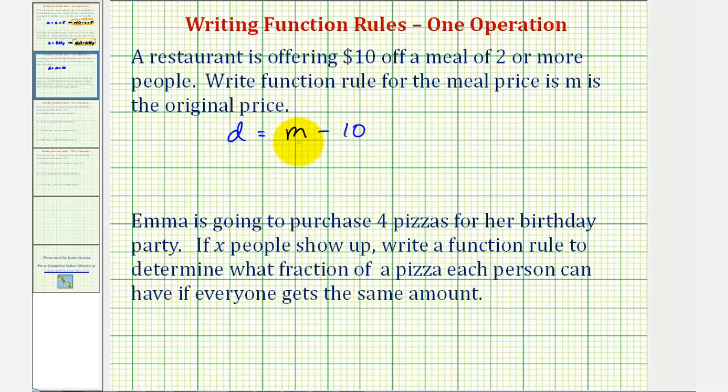Notice here D is a function of M, so using function notation we would write D of M equals M minus 10. Again, M is the input, the original meal price, and D of M is the output, which is the discounted meal price.